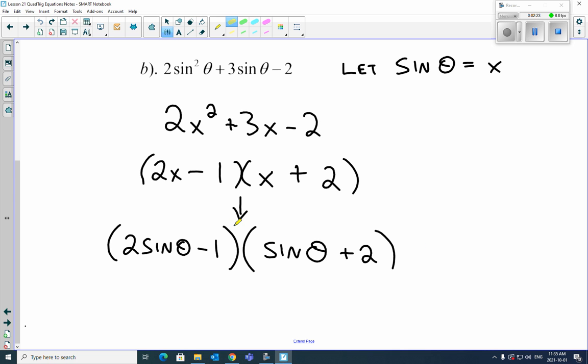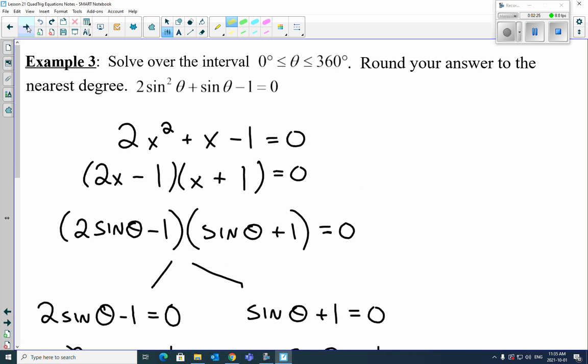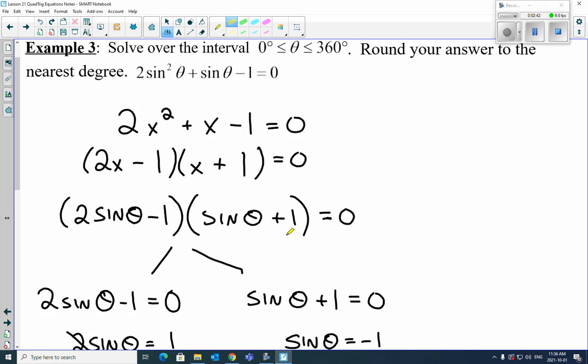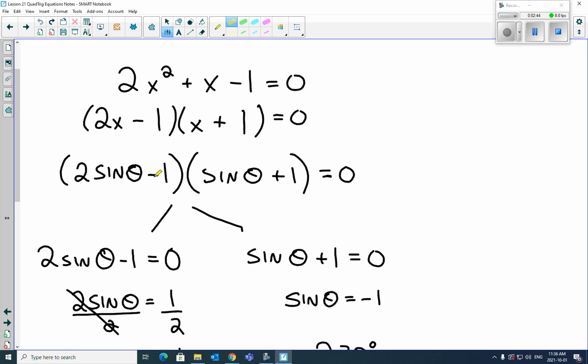Okay, so example number 3 actually does that for us. So here it is. Here's our stuff. 2x squared plus x minus 1. All we did was replace the sine theta with an x. And there it is. 2x minus 1, x plus 1 equals 0. Put the sine back in. So wherever the x was, we replace it with sine theta: 2 sine theta minus 1, sine theta plus 1 equals 0. Then, because they're both equal to 0, we solve for both of them.